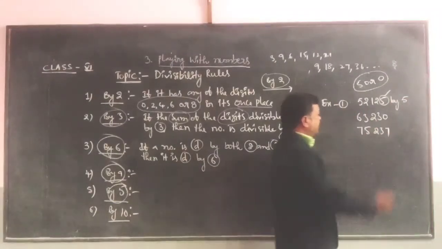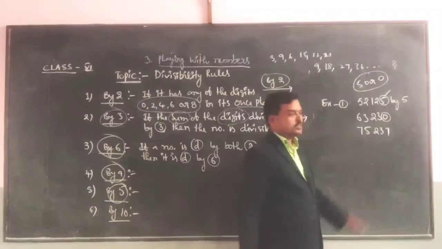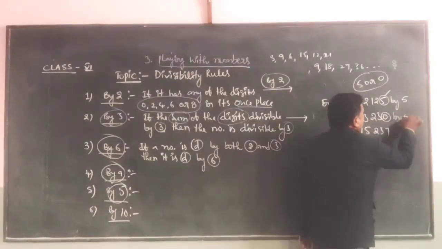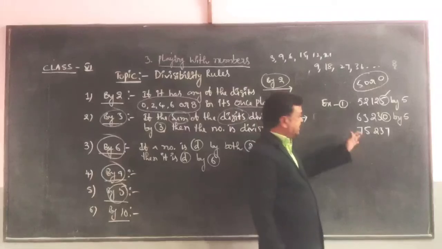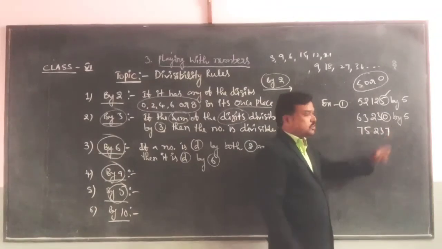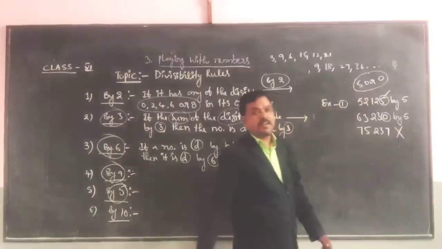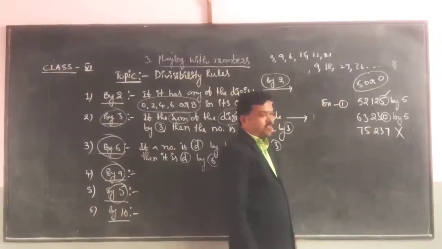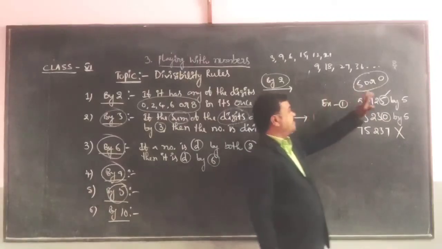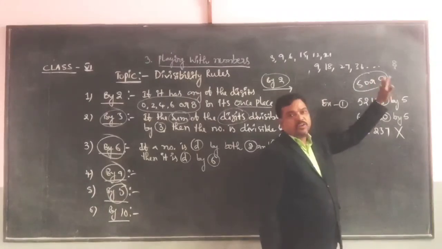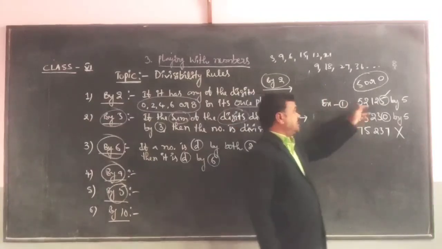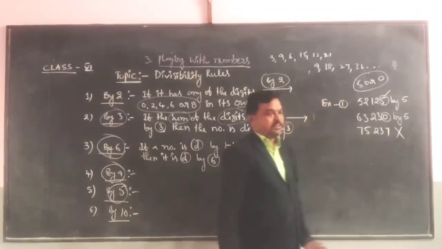In the second number, at the ones place 0 is there. So 63,230 is also divisible by 5. In the third number, the last digit is 7, so it is not divisible by 5. So the rule for 5 is just to observe whether there is either 5 or 0 at the ones place. If so, we can say the given number is divisible by 5.